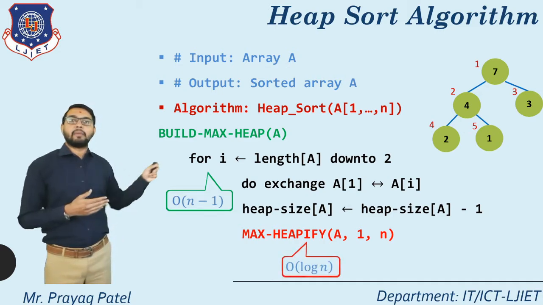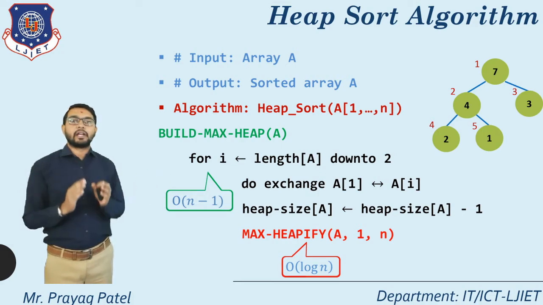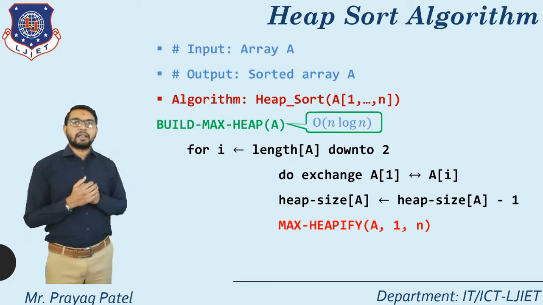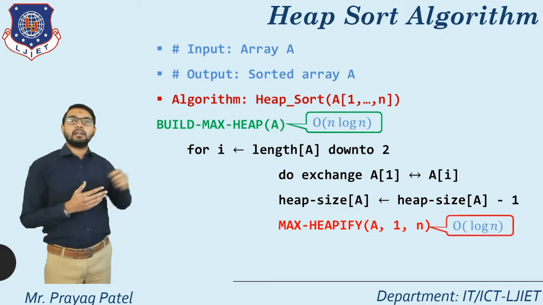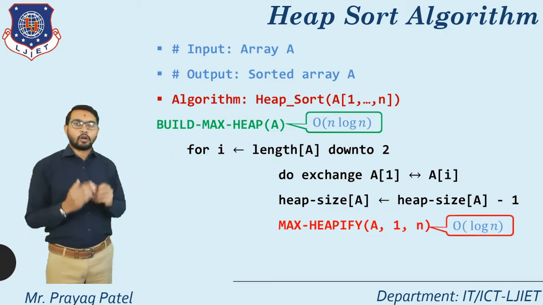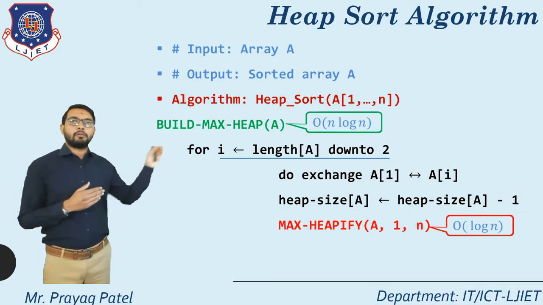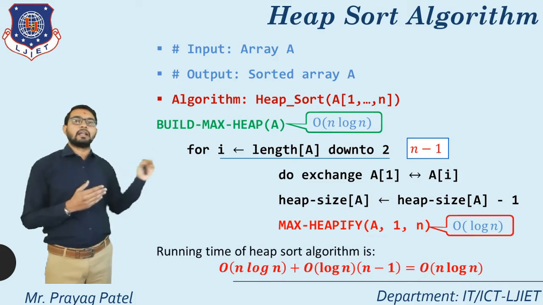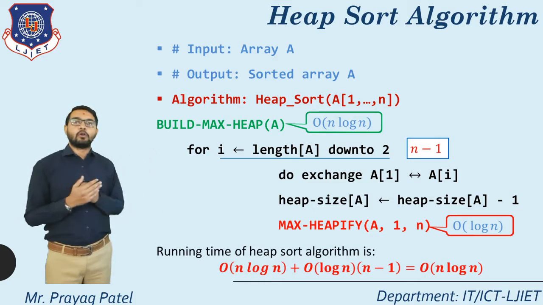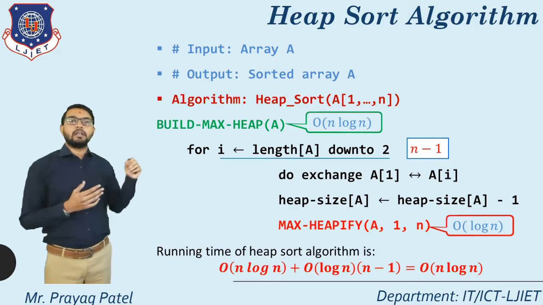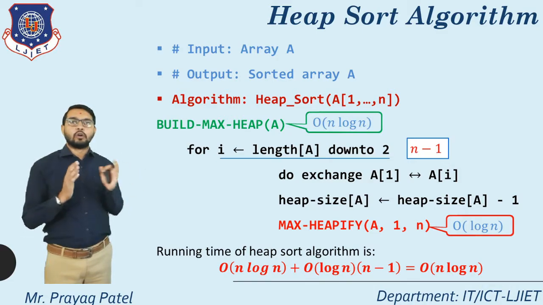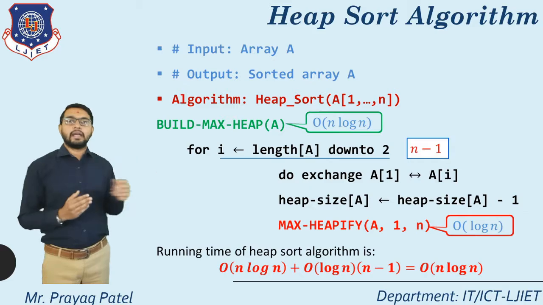And here the max Heapify function requires log n time. So consider the complexity like this. The build max heap function is executed for n log n time. Then the max Heapify function is executed for log n time. Then the loop for I equal to length of A down to 2 is executed for n minus 1 times. So the final running time of the heap sort algorithm is big O of n log n plus big O of log n into n minus 1. So the final complexity is big O of n log n. So heap sort complexity is considered as n log n. So this is the heap sort algorithm analysis part.